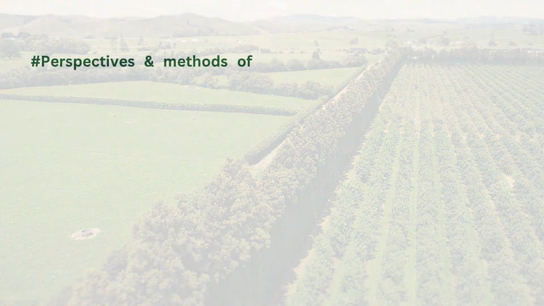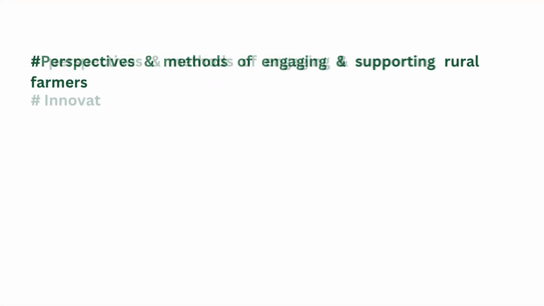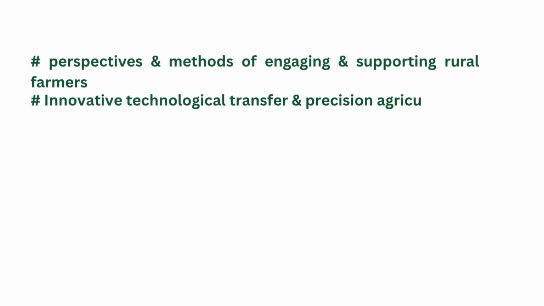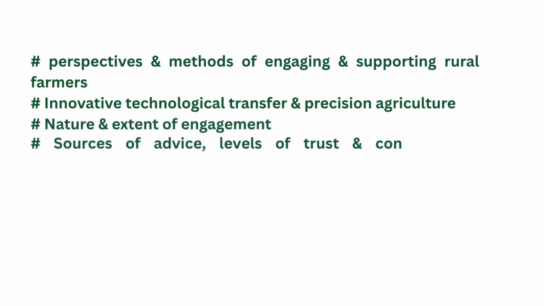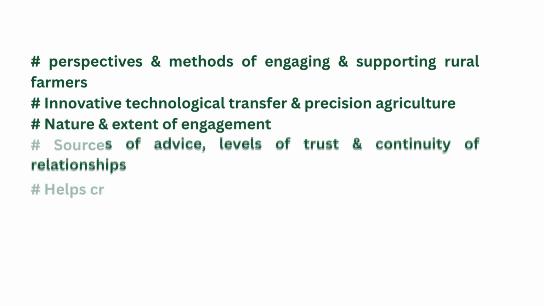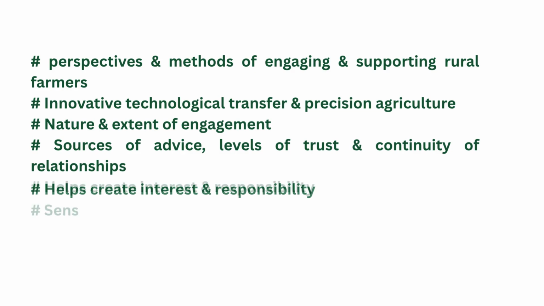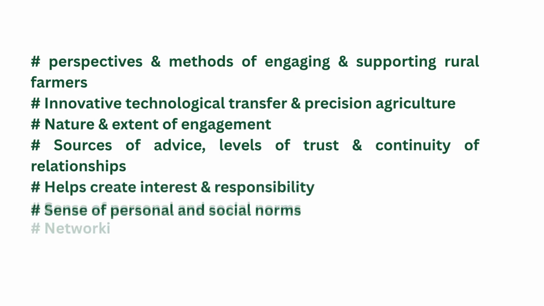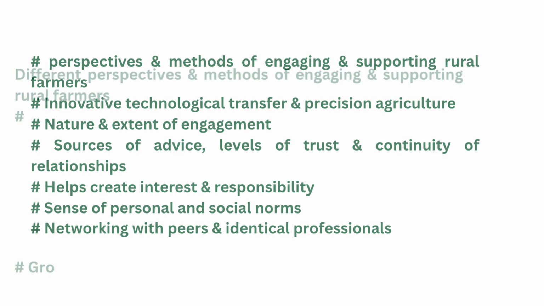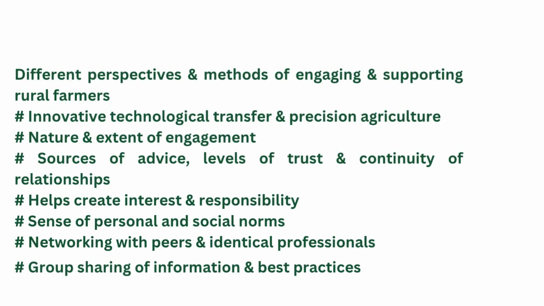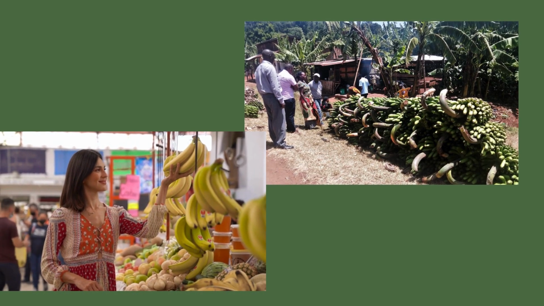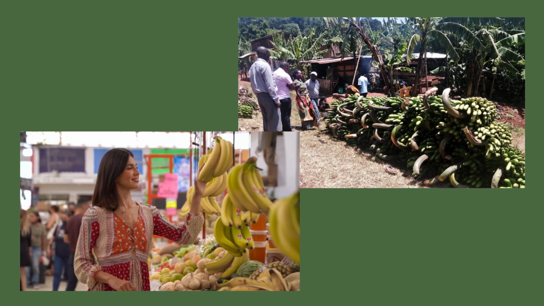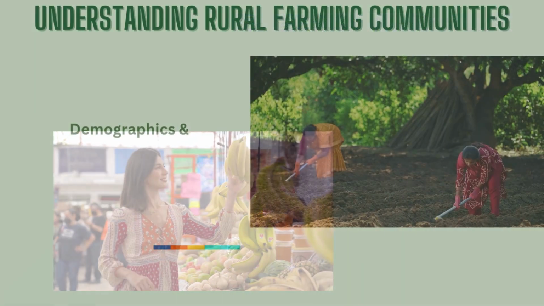Introduction. Different perspectives and methods of engaging and supporting rural farmers, innovative technological transfer and precision agriculture. Nature and extent of engagement, sources of advice, levels of trust and continuity of relationships help create interest and responsibility, sense of personal and social norms, networking with peers and identical professionals, group sharing of information and best practices, practical face-to-face interaction, reaping the fruit of PDC, participatory development communication. An image showing harvested banana from a community.